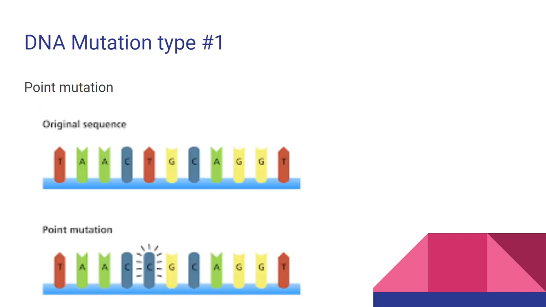First, mutation number one, point mutation. You see here, sorry if the image seems blurry. I found it on Google, so I didn't have much choice. Here we have the original DNA, and right here is the point mutation.